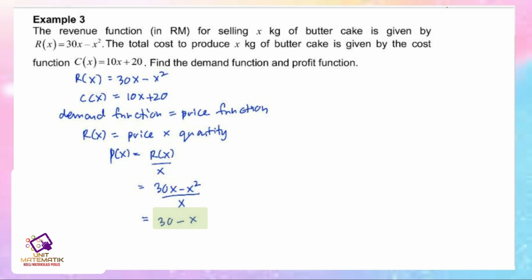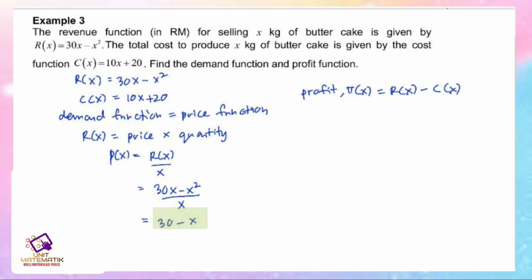Then let's proceed to find the profit function. The profit function equals the revenue function minus the cost function. So substitute the functions into the formula. R(x) equals 30x − x², and your cost function is 10x + 20. Simplify all the terms. So you should get 20x − x² − 20. So this is your profit function.